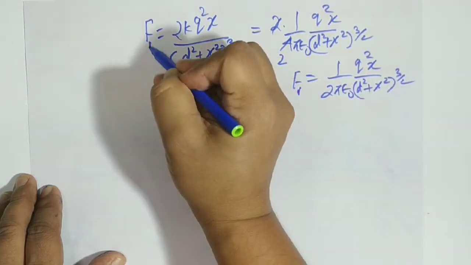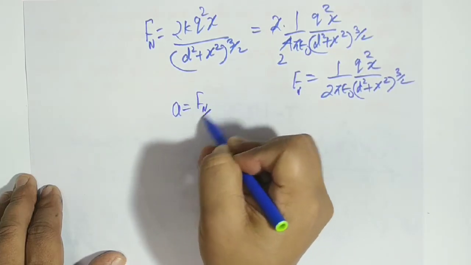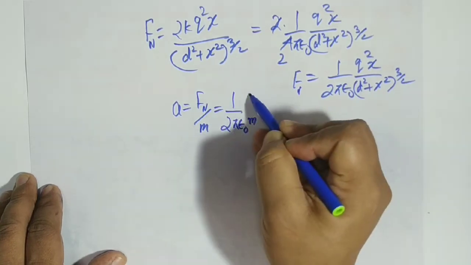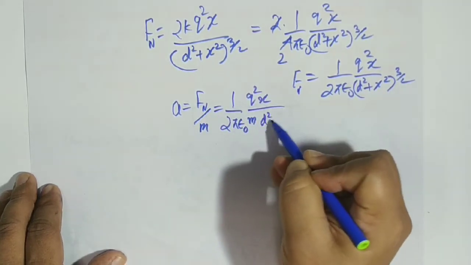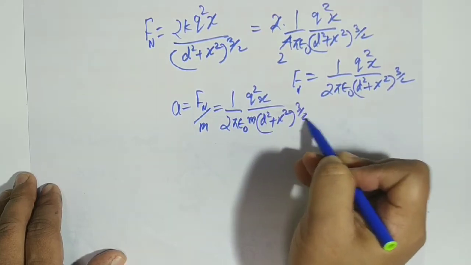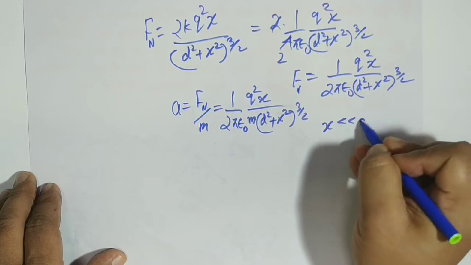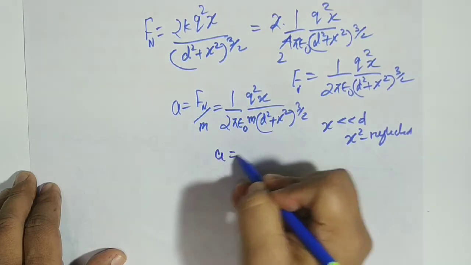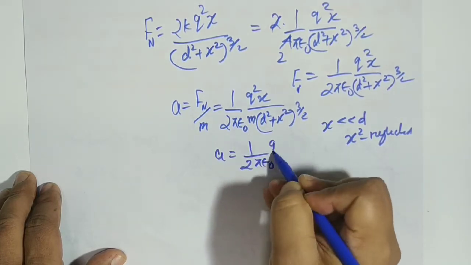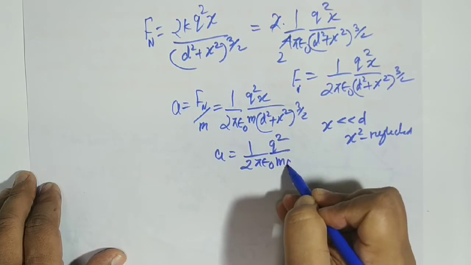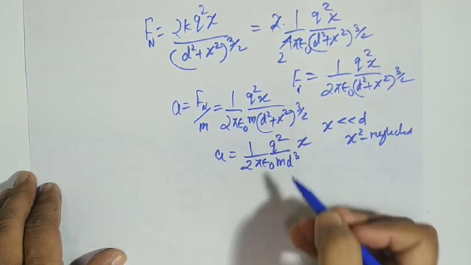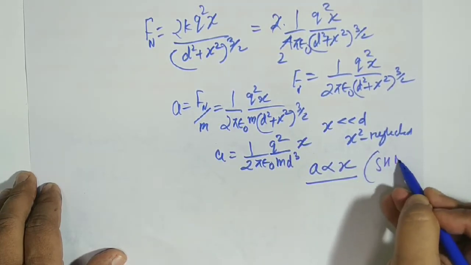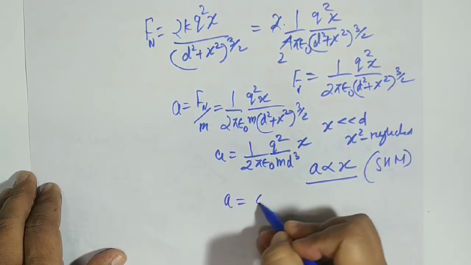Now all of you know what acceleration is. Acceleration is force upon mass. So if I put it here, it will be 1 upon 2 pi epsilon naught m, q square x by d square plus x square to the power 3 by 2. Now all of you know that x is less than d, so x square is neglected. So acceleration becomes 1 upon 2 pi epsilon naught, q square by m d cube into x. See here, acceleration is directly proportional to displacement. Do you know what it proves? SHM.